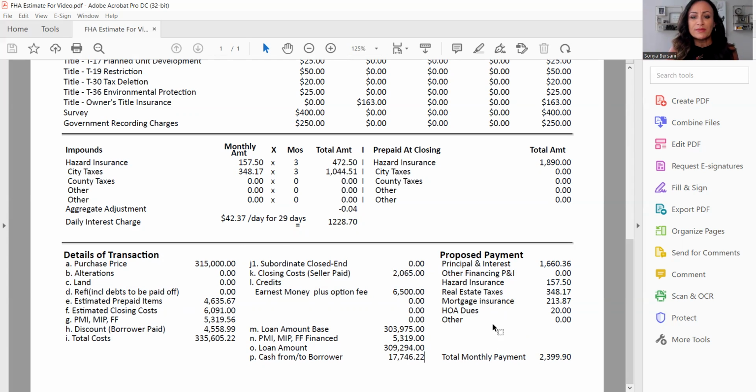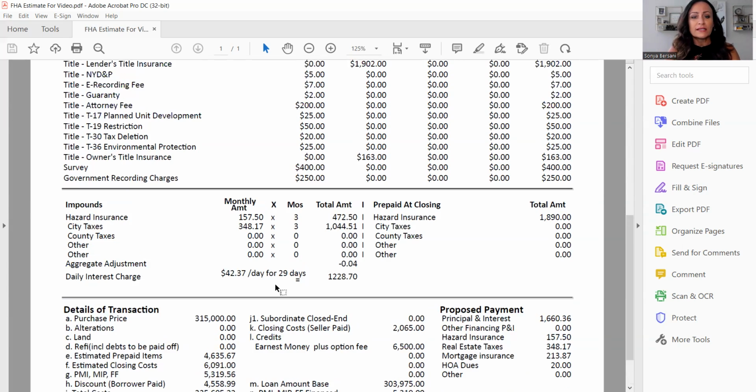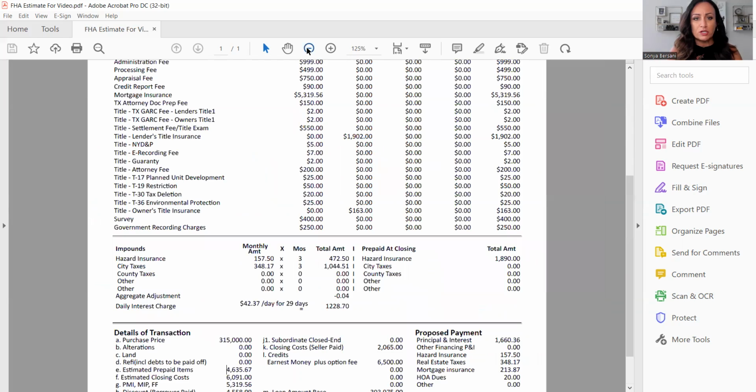I'm going to come back to the payment section in a moment, but I want to keep on with explaining what these prepaids are and what these closing costs are. Now that you understand the summary, total cost, total credits, what's left over, right? Let's break into the actual itemization.